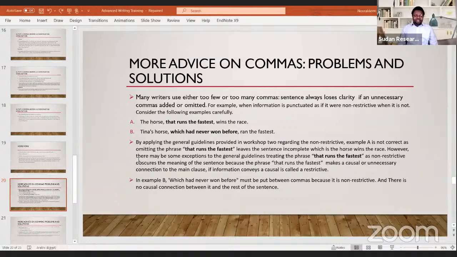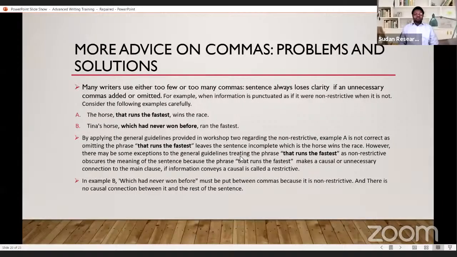Okay, so what we've said here, by applying the general rules. Let me make it a little bit bigger for you guys. Those are the examples. By applying the general guidelines provided in workshop 2 regarding the non-restrictive, example A is not correct, as omitting the phrase that ran the fastest leaves the sentence incomplete, which is the horse won the race. However, there may be some exceptions to the general guidelines. Treating the phrase that ran the fastest as non-restrictive obscures the meaning of the sentence because the phrase makes a causal or necessary connection to the main clause.